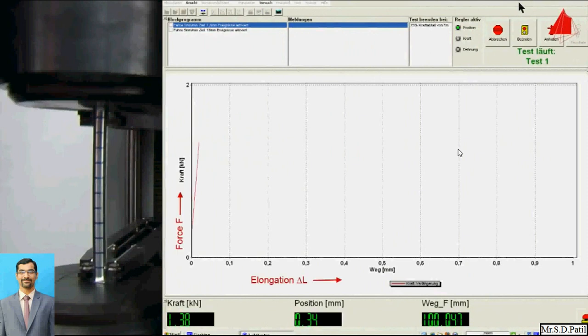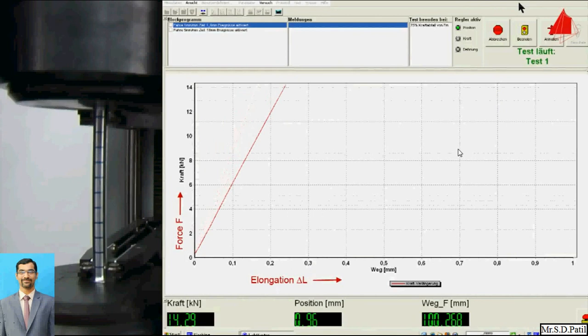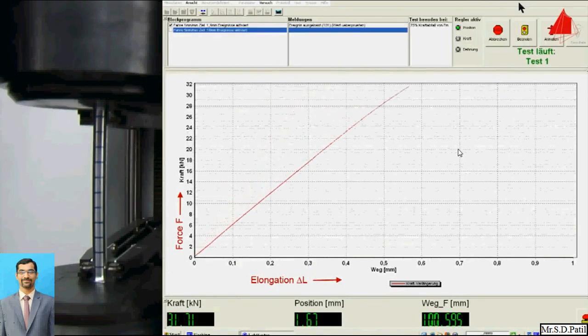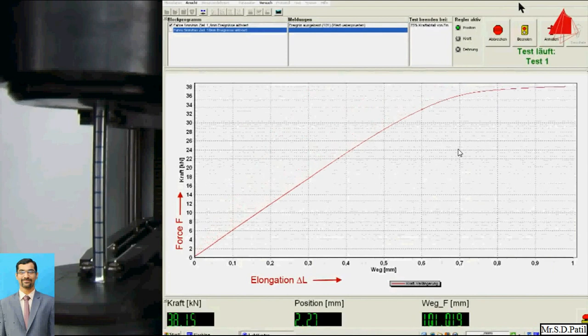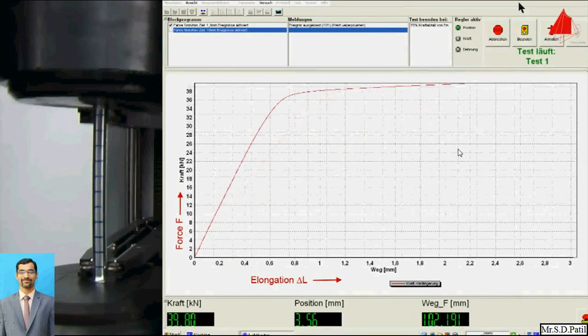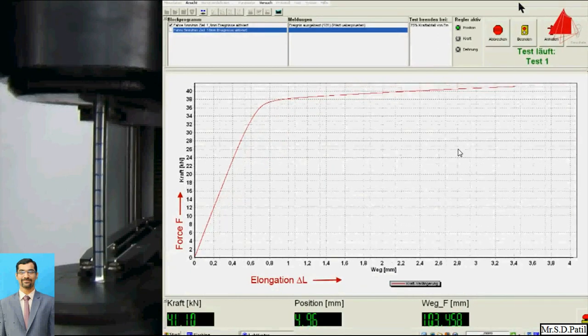So now the test has started. Here you can see the load as well as the position, that is, the elongation. So in the previous testing there was some sort of yield point, but here we cannot observe any kind of yield point. So almost 4 to 5 mm deflection is there.